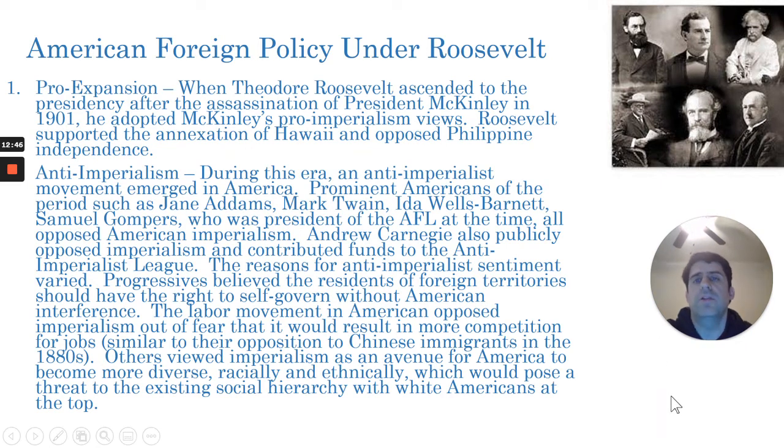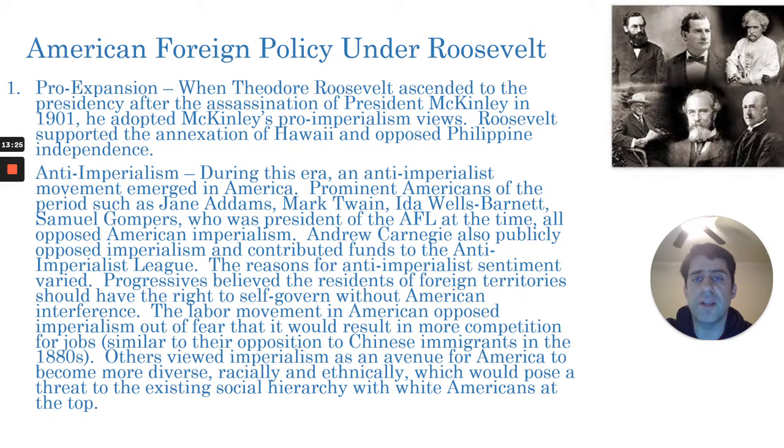So let's take a look at American foreign policy under President Theodore Roosevelt, Teddy Roosevelt. I've mentioned this in previous discussions, but it bears repeating. Roosevelt was on the Republican presidential ticket in the election of 1900. He was actually the vice presidential candidate as William McKinley was running for re-election, the Republican that had defeated William Jennings Bryan in 1896. He was running for a second term as president.